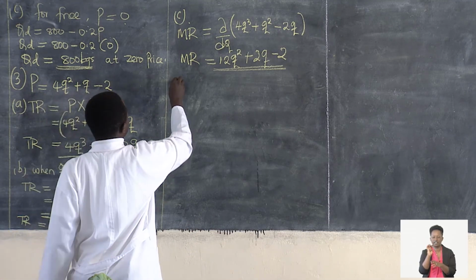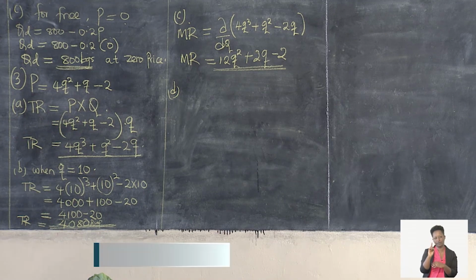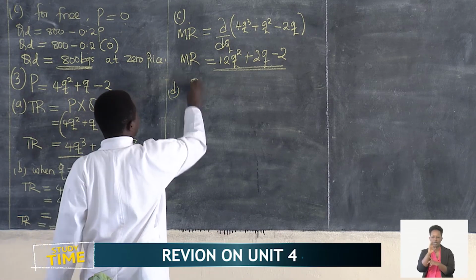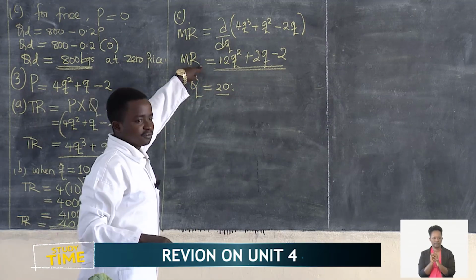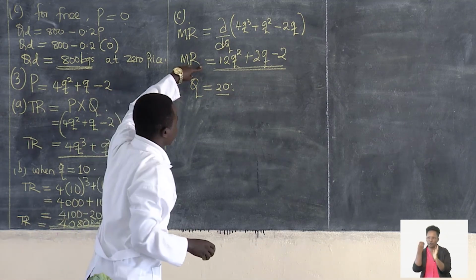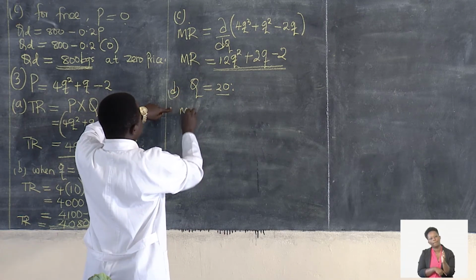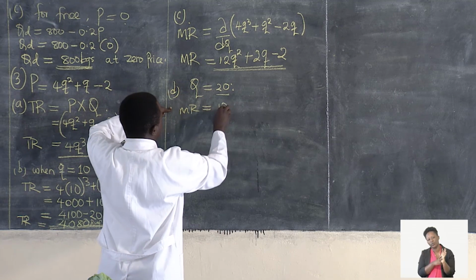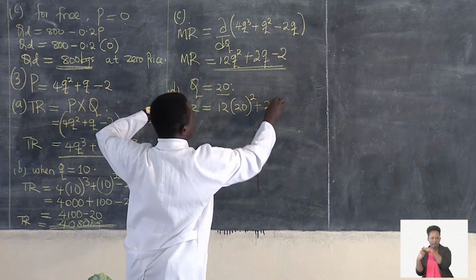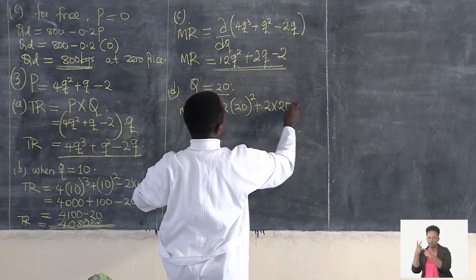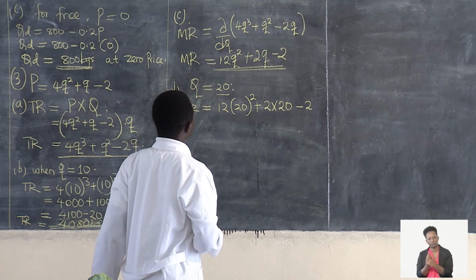Then, how do you get part D? They want us to get the marginal revenue when output is 20. So when output is 20, what will be our marginal revenue? Substitute in the marginal revenue function. So our marginal revenue will be 12 into 20 squared plus 2 times 20, then minus 2.